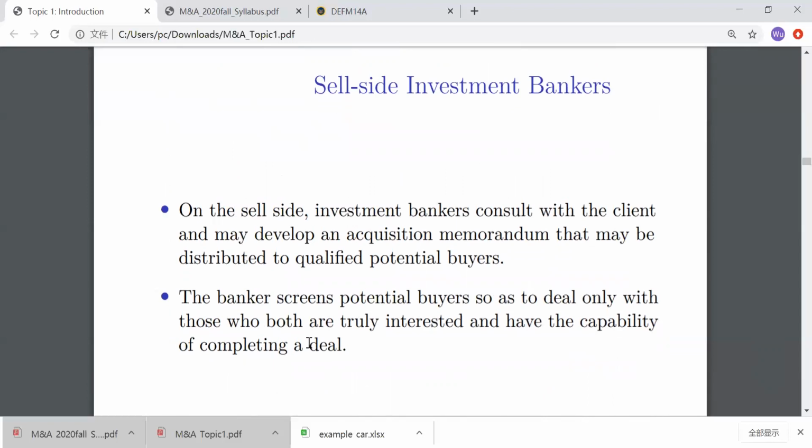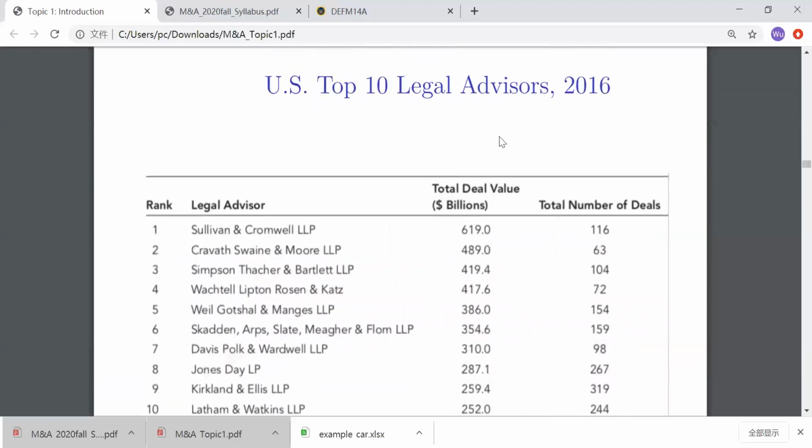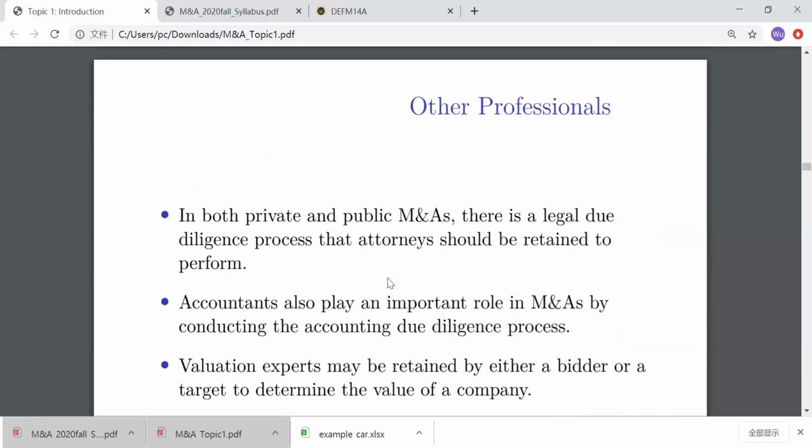And the sales side investment bankers, they do different kind of things, right? So on the sales side, these bankers, they consult with the client, and also they help develop an acquisition memorandum that might be distributed to the qualified potential buyers, right? So in the memorandum, they will provide, for example, the financial condition of a target, the technology that the target currently has, right? And also the banker screens or selects potential buyers, and they will also facilitate the negotiation and the bidding process, right? Of those buyers who are truly interested and have the capability of completing the deal. Right? This table provides the legal advisor table, right? The top legal advisor in this industry. Other professionals in the merger include, for example, accountants and valuation experts.